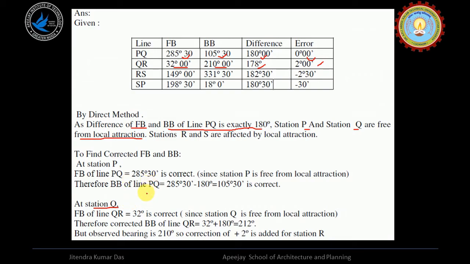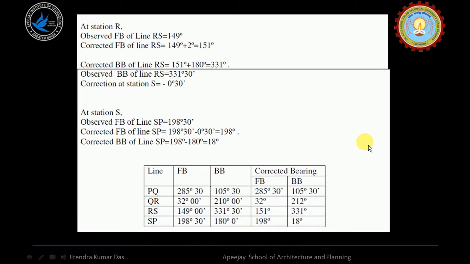Now the situation comes to point Q. The forward bearing of line QR is 32 degrees. It is correct, okay? And why? Because Q is free from local attraction. Therefore, the corrected back bearing of the line should be how much? Add 180 degrees to it, so you have 212 degrees. But the observed value is 210 only. So there is a correction of plus 2 degrees added at station R. So at R, you have to add 2 degrees correction, okay?